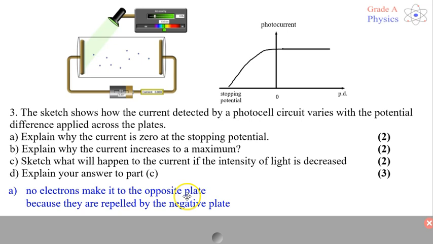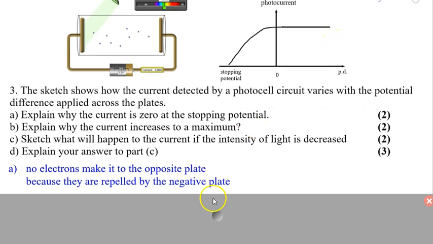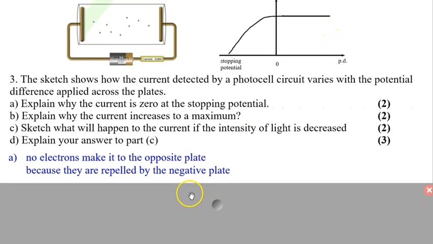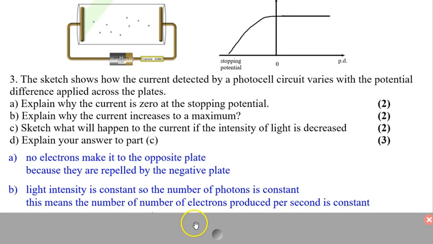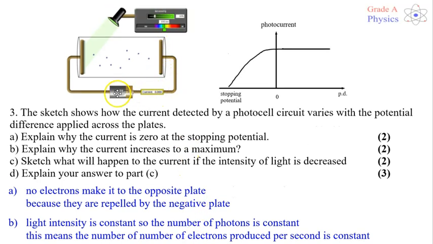Right, part B, why does the current increase to a maximum? So we can see here that it increases up to a maximum value, and then even if we have a positive PD, then the photocurrent doesn't change. So this is really getting you to think about what is the relationship between the current, the PD, the maximum Ke, all these things. So this is a really difficult question.